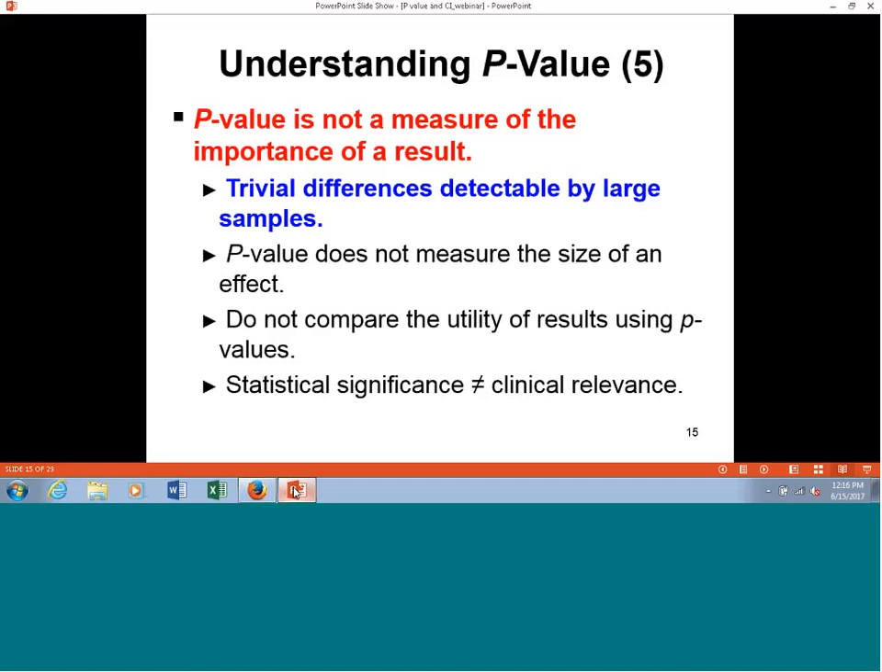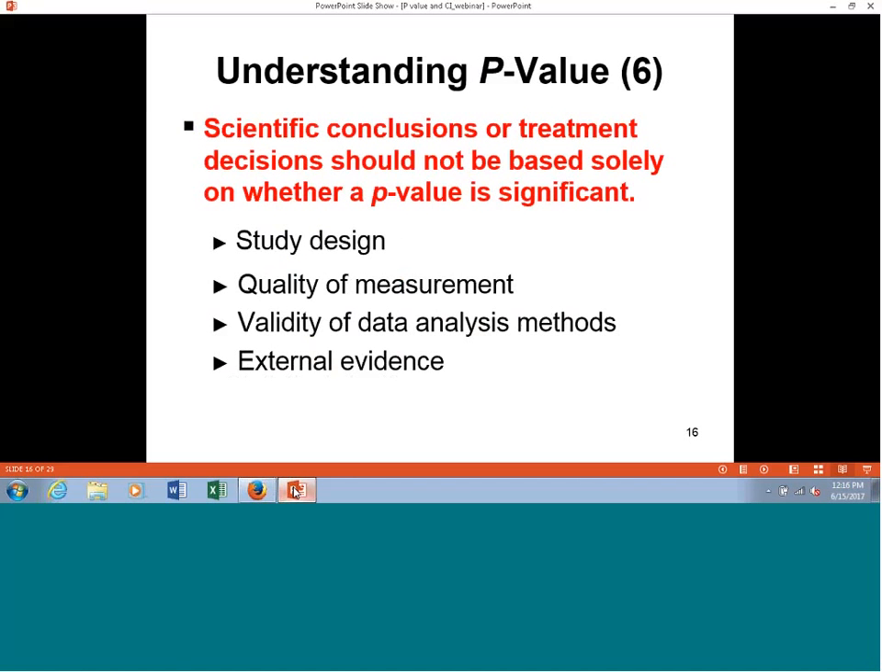Similarly, identical estimated effects will have different p-values if the precision of the estimates differ. On the other hand, different observed effects may give the same p-value. A significant result based on p-value may not be clinically relevant if the difference is too small to be important. In summary, scientific conclusions or treatment decisions should not be based solely on whether a p-value is significant. It is important to consider many related factors when we make scientific conclusions, including study design, the quality of the measurements, and validity of the analysis methods, as well as the external evidence from previous studies.